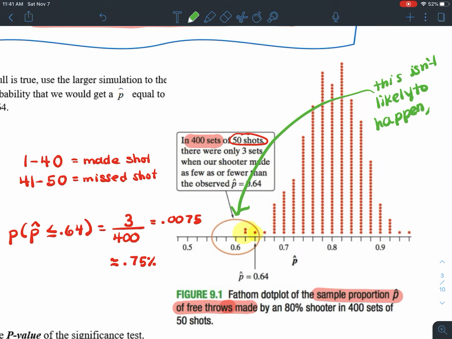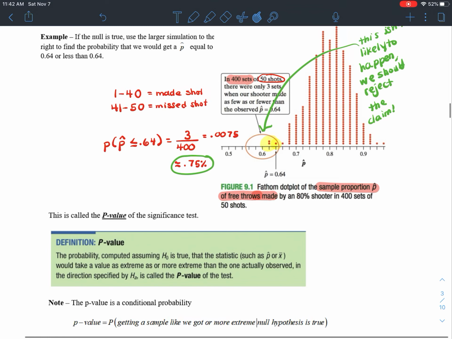Now, if it isn't very likely that he's actually an 80% free throw shooter and yet he would make only 64% of those, then this means that we should reject the claim, because it's not very likely that he would have made 64% of his shots if he's actually an 80% free throw shooter. That's only a 0.75% chance of happening, okay? Very, very unlikely that would have occurred if he's truly an 80% free throw shooter.